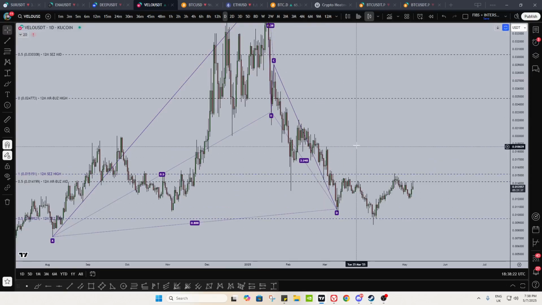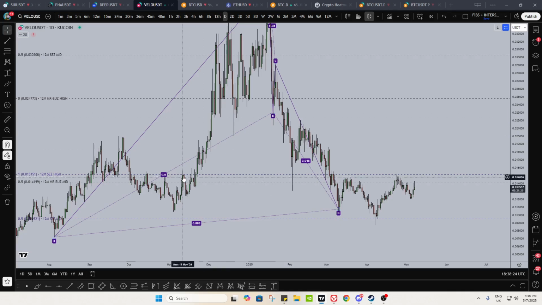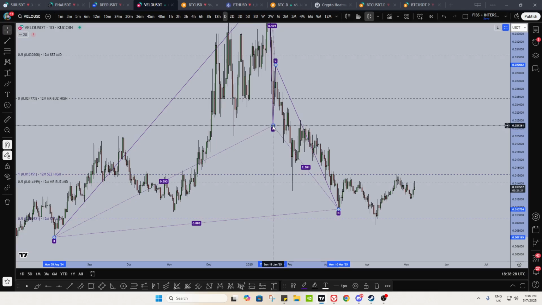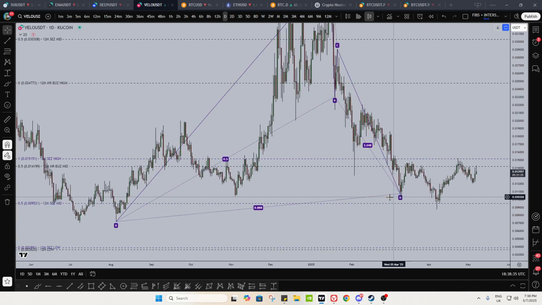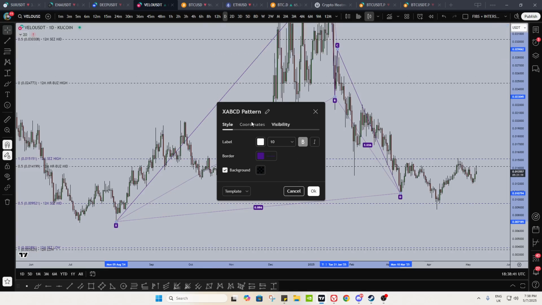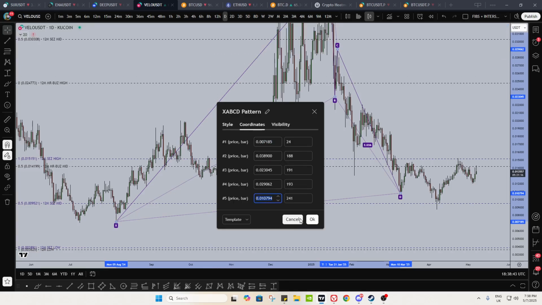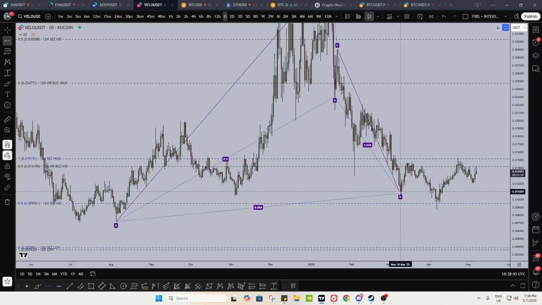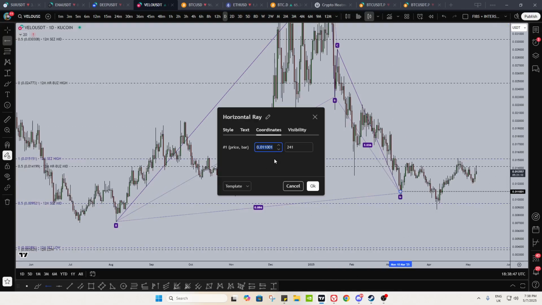3.048, a bit of an extension, but that's because I've obviously put that B to the 0.5, right? If we take it to the extreme, that's going to be completely valid. Therefore, this for me is within the allowed ranges of a bat. So we're going to take it to the 0.5. We're going to take this to the 886. There we go. So again, we have a completed wave structure over here on Velo.